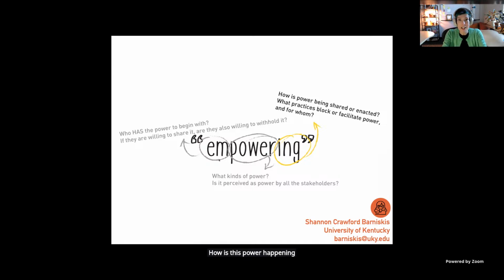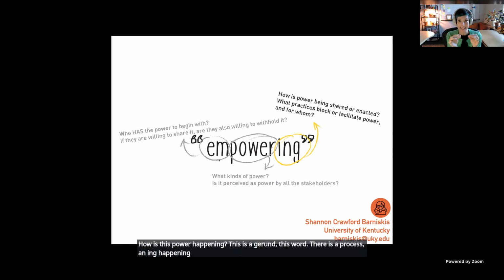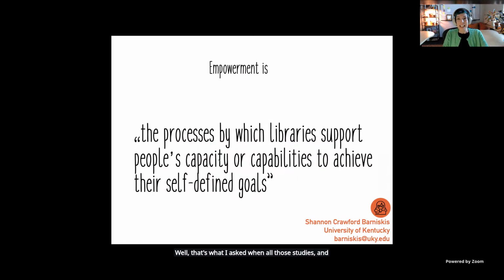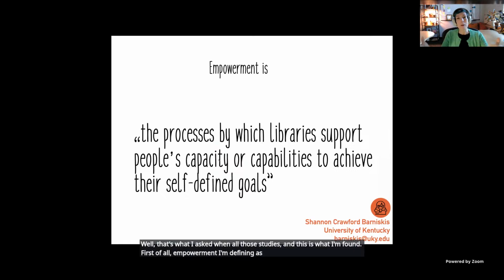This is a gerund, this word. There is a process, an -ing happening. What's packed inside that -ing? What are the practices that are blocking or facilitating power when we say these places are empowering? Well, that's what I asked in all those studies, and this is what I found. First of all, empowerment I'm defining as the process by which libraries are supporting people's capability to achieve their goals. And those goals are defined by the individuals, not by the library.